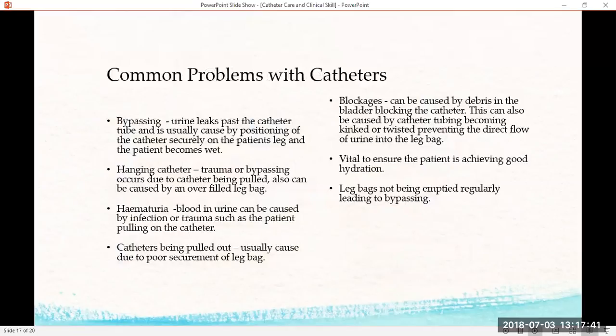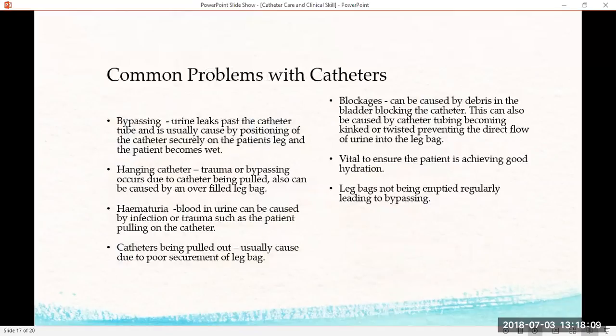Blockages are also a really common problem we have with catheters. This can be caused by debris in the bladder, so there is little bits of debris in the bladder that can come into that little eye at the top of the catheter and block it off, and then that can cause some bypassing also. As I've previously alluded to, things like kinking or twisting of the leg bag or the catheter tube can cause bypassing also and stop the direct flow of urine.